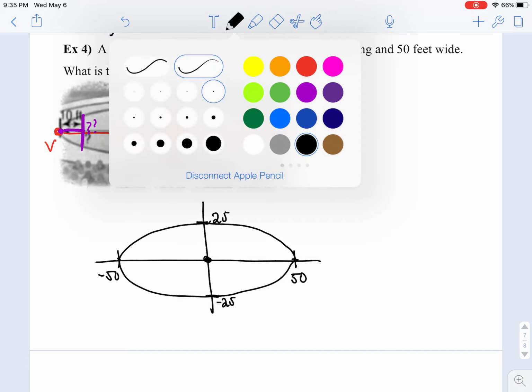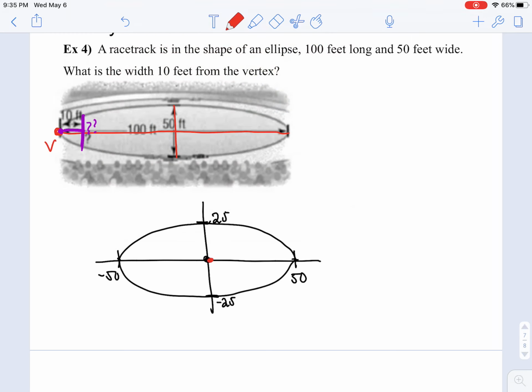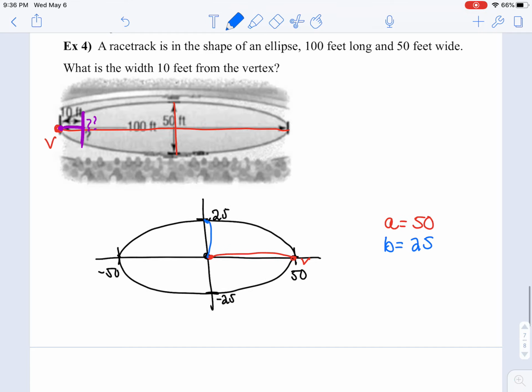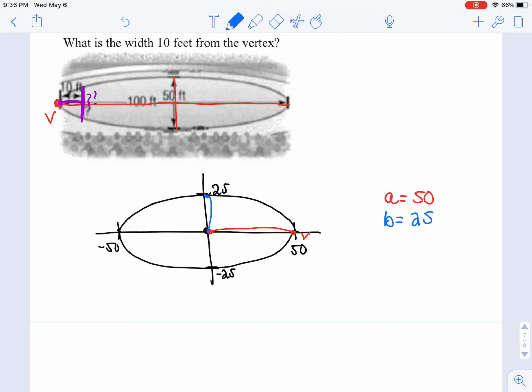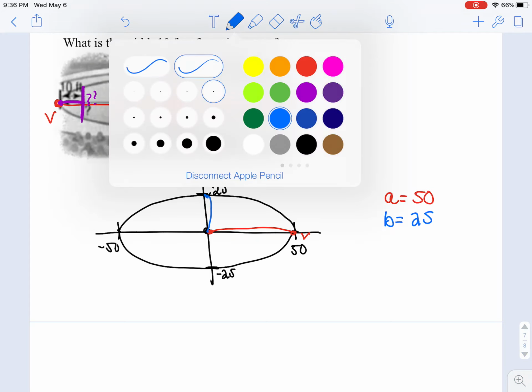And think about what values these are here. The distance from the center point to the vertex point, that's my A value. So my A value is 50. The distance from the center point to the co-vertex, that's my B value. So my B value is 25. With these two numbers and the shape of the graph, I could quickly write an equation.